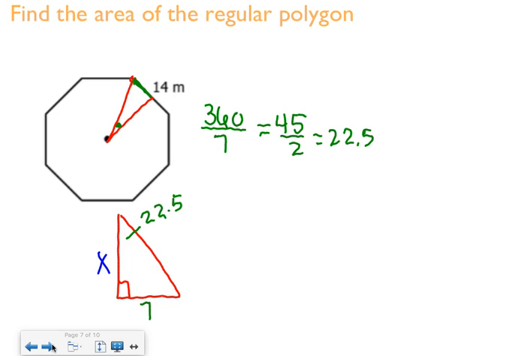So what do we have to use to find our apothem? SOHCAHTOA. What's 7 with respect to 22.5? What leg? Opposite. What is x? Adjacent. What trig function uses opposite and adjacent? Tangent.